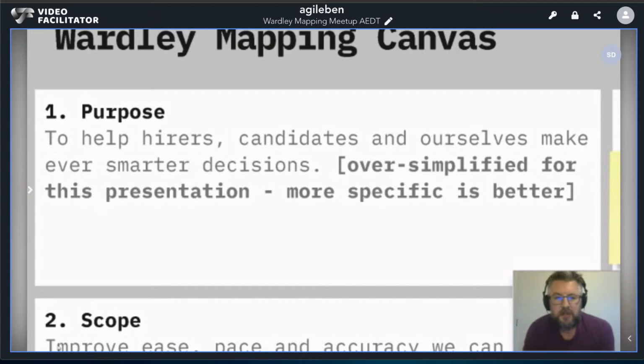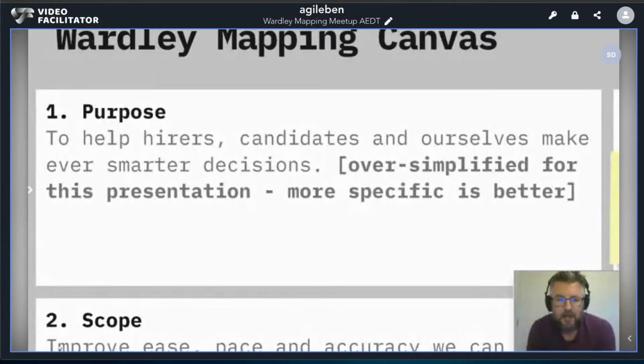So our purpose, and again, this is a little bit high level. We had a slightly more specific purpose mapped out on the day, but I've just said for today: to help hirers, candidates, and ourselves make ever smarter decisions. And again, more specific for the purpose is actually better. If we're doing a real case, we'd probably keep iterating on this and adding a bit more specifics.